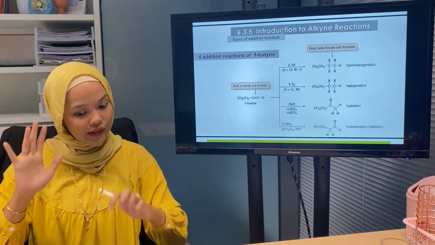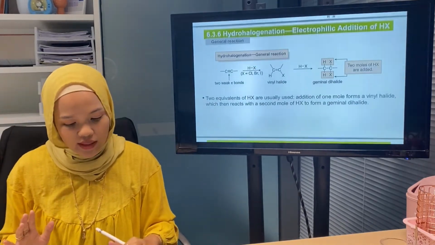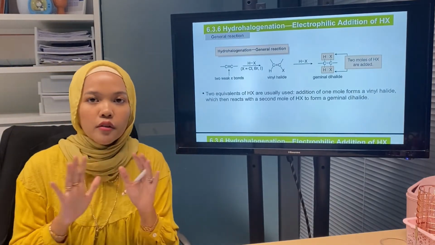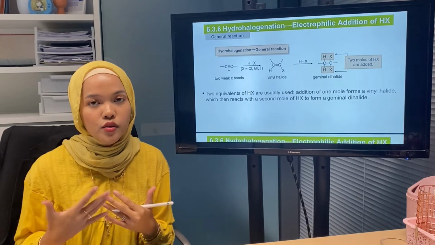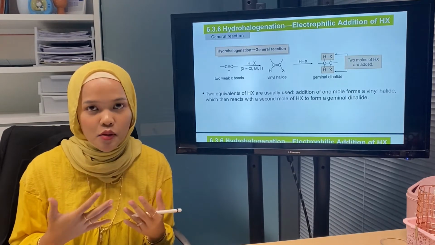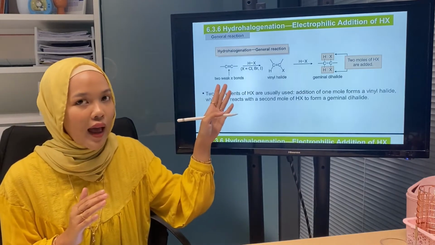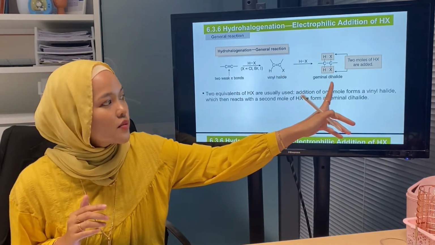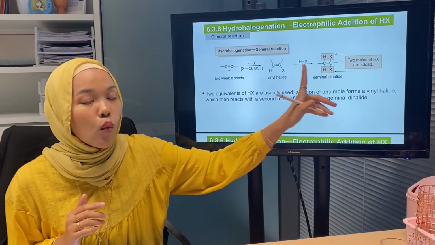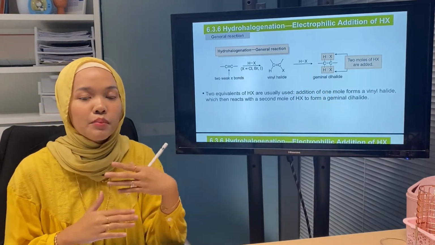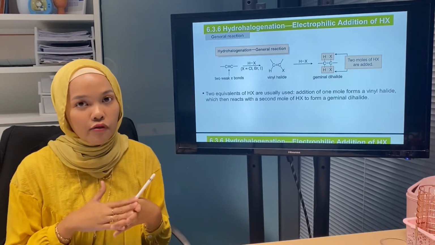Alright, sit down, relax. Now we want to talk about hydrohalogenation, and you don't need to worry. We are not going to ask you about the mechanism and so on. You just need to know that when we add HX, they will tend to form a geminal dihalide. Why is it going to form a geminal dihalide? Because of the Markovnikov rule.